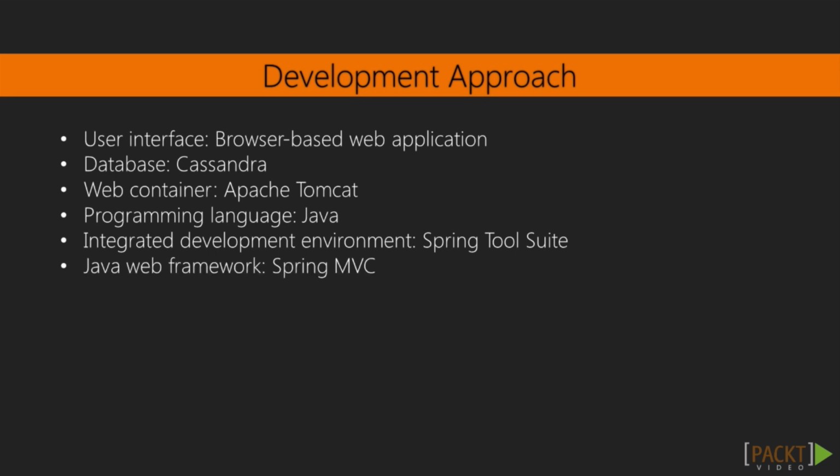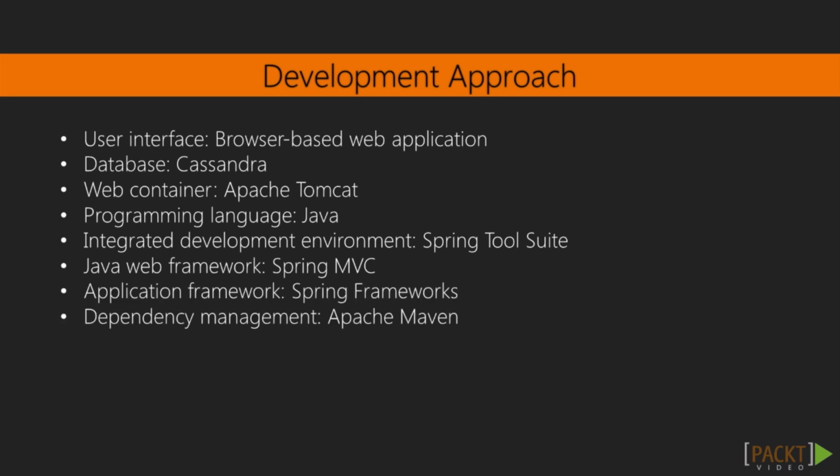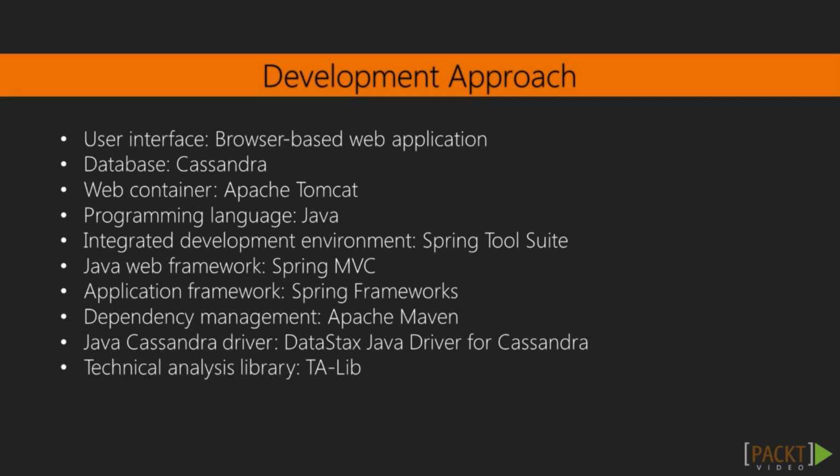The web framework will be the most popular Spring Web MVC. The application framework is Spring. For package dependency management, we'll use Apache Maven. And we'll use a Java driver for Cassandra from DataStax to access Cassandra objects in the Java programs. Finally, we'll use a well-known open-source library called TALib to help with calculations on technical analysis trading signals.